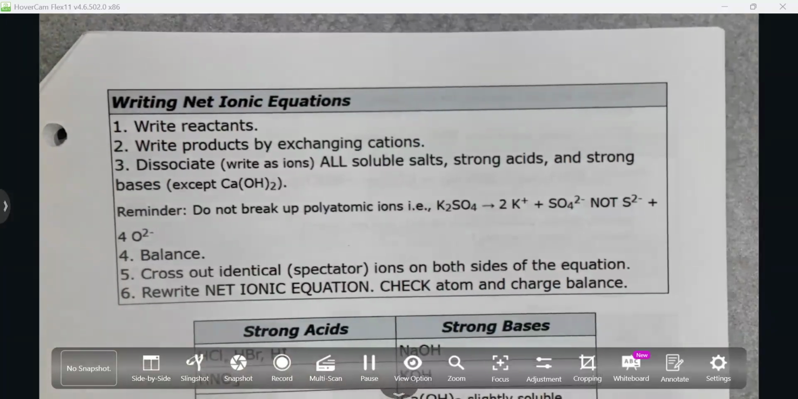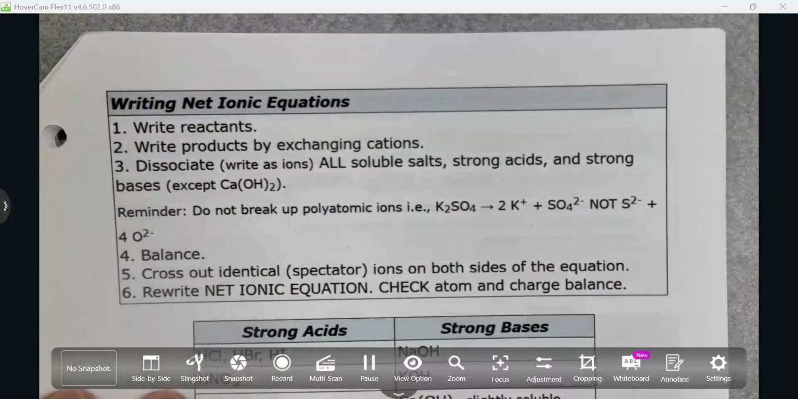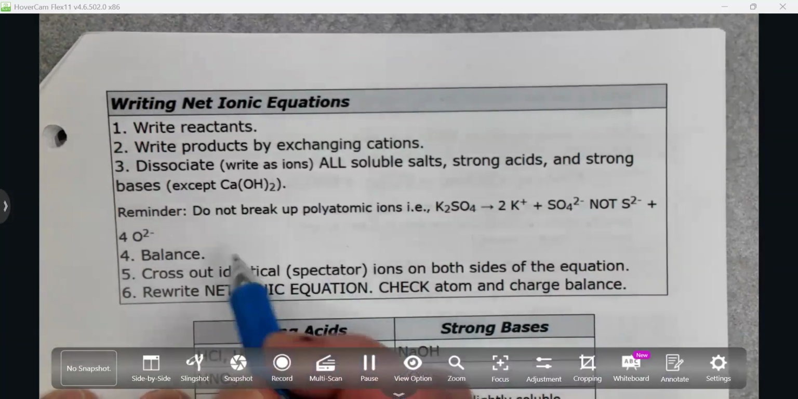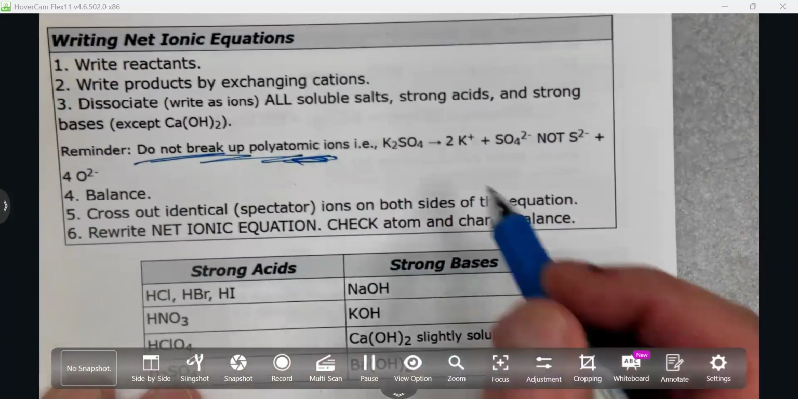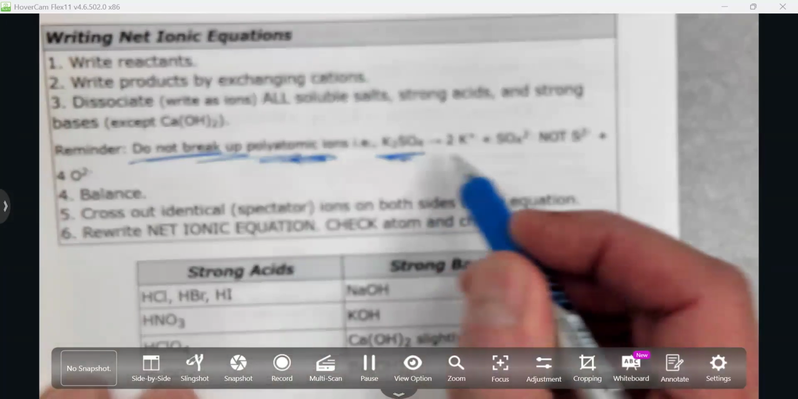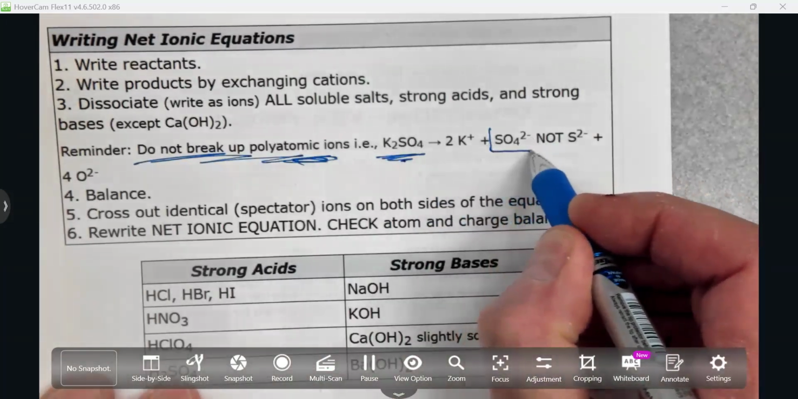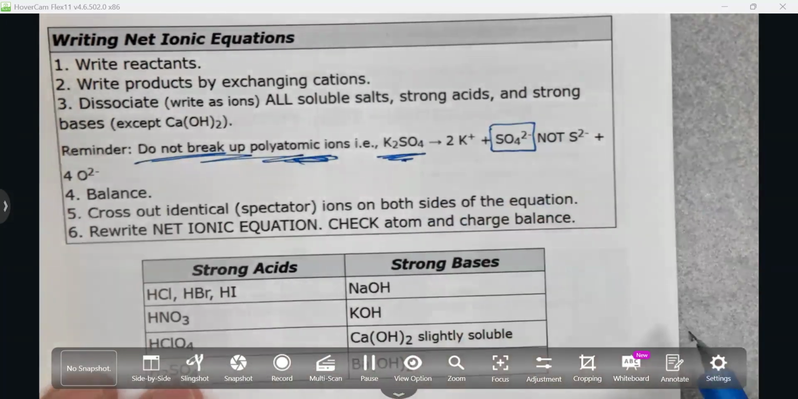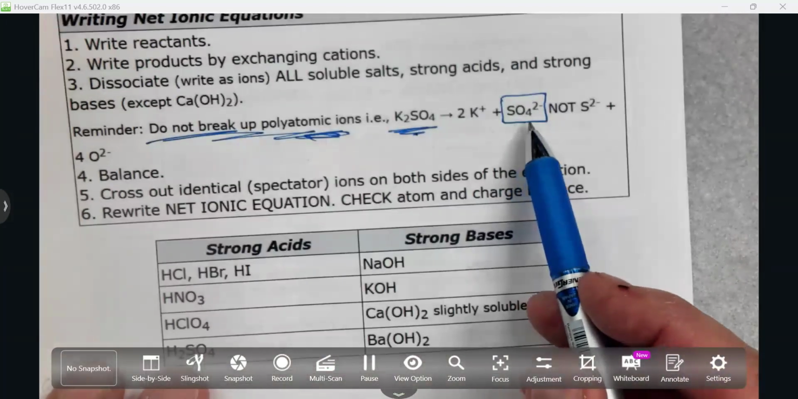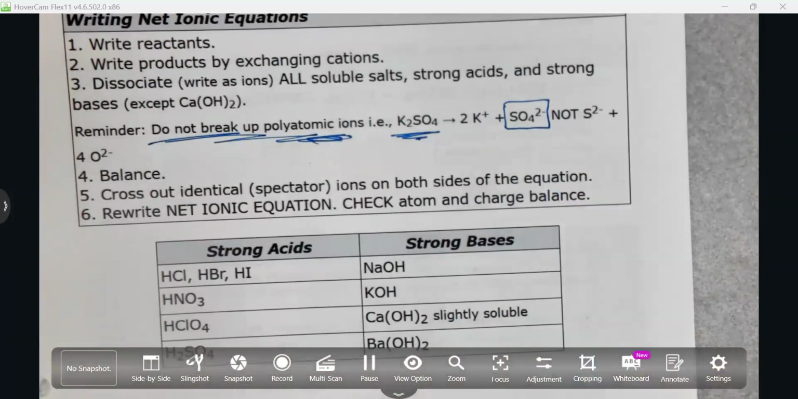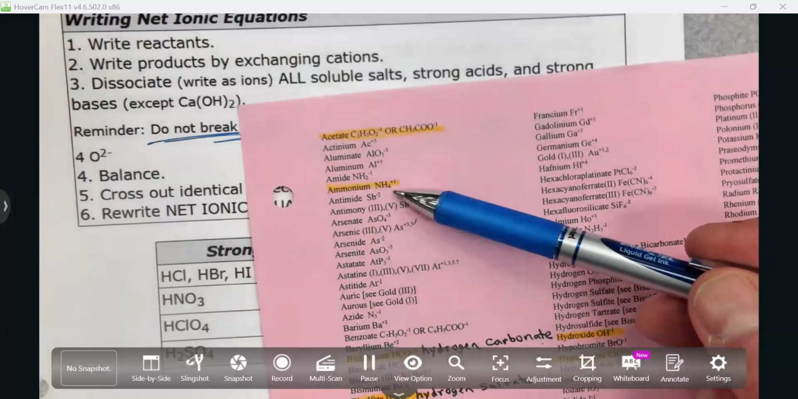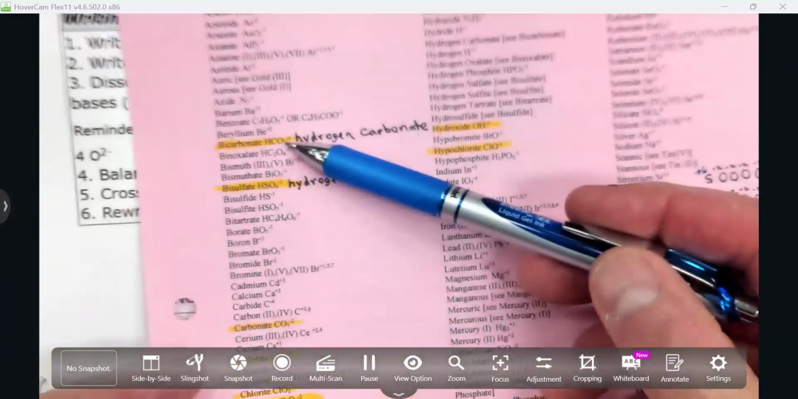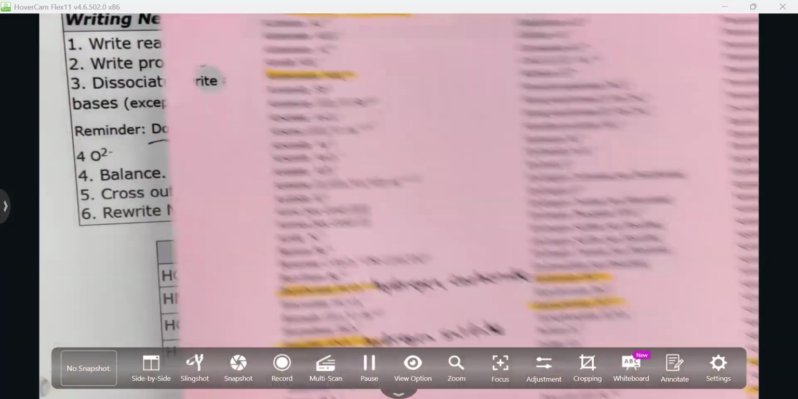Now here's another common error example. I see this. Look at what this says: do not break up polyatomic ions. Potassium sulfate. The sulfate stays together as an ion. Don't split up the sulfur and the oxygen. Sulfates, nitrates, chlorates, whatever we have that you have to memorize. These polyatomic ions stay together. Do not split them up.